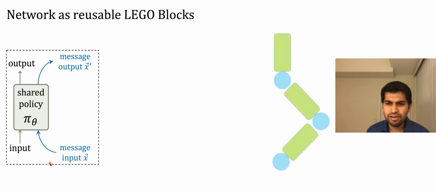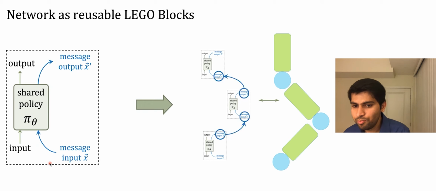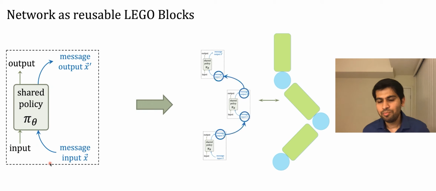So for instance, given this agent over here, I have this shared policy, right? If I have to apply this policy on this robot, I'll copy it 3 times because it has 3 motors. Okay, 3 times copy. Now, how do I attach them together? So I'll take the message output of the bottom policy and pass it to the top, and then pass the output of the middle policy to the bottom of the other policy.